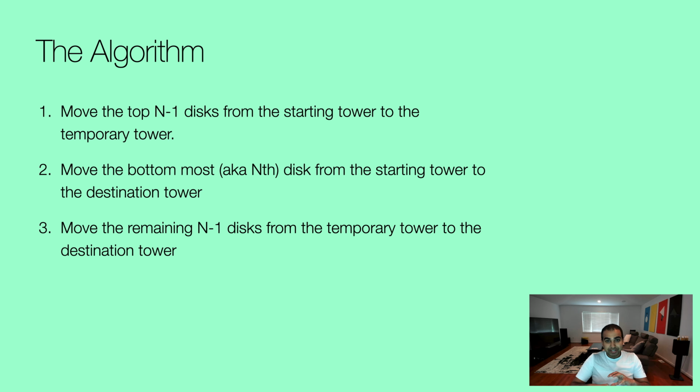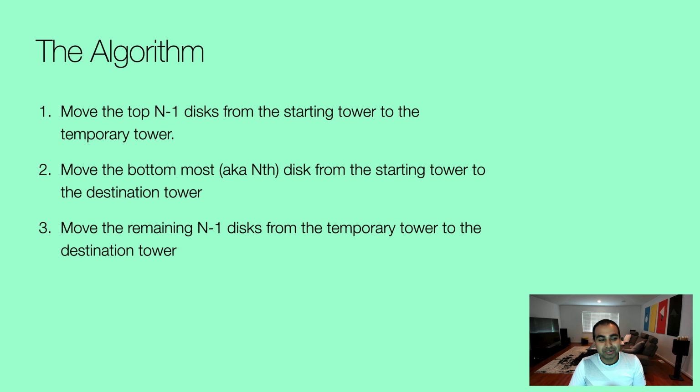And now if we had to go one step deeper and go more formal, the algorithm really gets simplified into 3 steps. The first step is move the top n-1 disks from a starting tower to a temporary tower, which means that the end disk, which is the largest disk, is what's left behind.